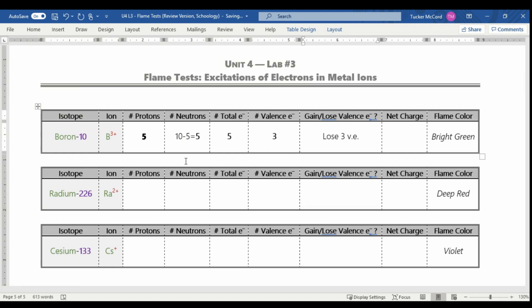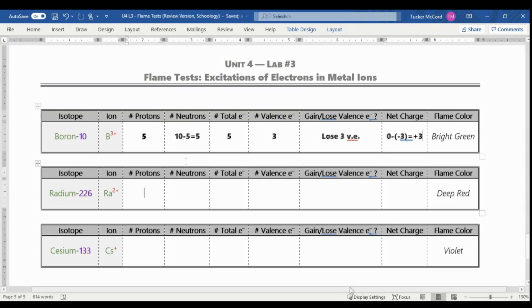Finally, to figure out the charge of this ion, we should be losing 3 negatively charged electrons, so it's kind of opposite. Okay, so if we lose 3 electrons, our original neutral charge of 0 minus a negative 3, losing 3 negatively charged electrons, equals positive 3. So our net charge of our ion, our cation in this case, because it's positive, is positive 3. Okay, radium-226 is up next.